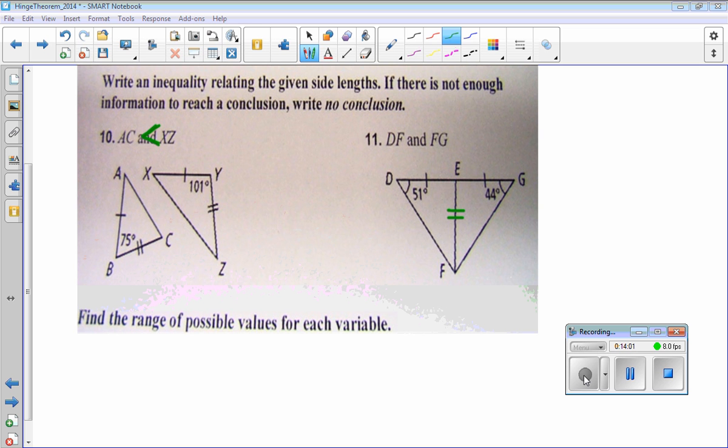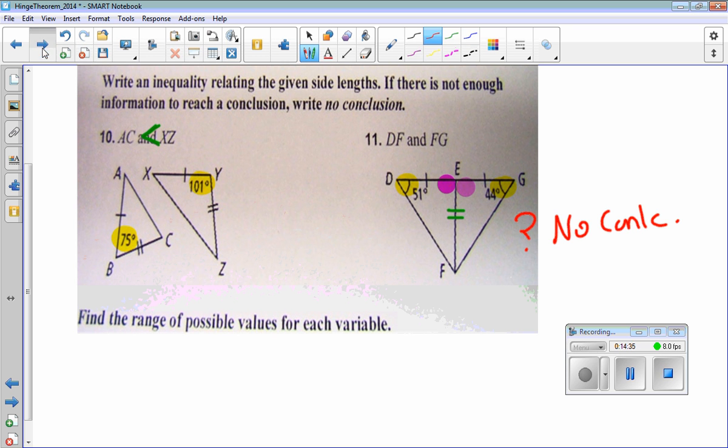Morgan's right. Notice over here, the angle they were talking about is the included angle between the congruent sides. You see that? Over here, where is this angle? It's not in between. The included angle would be here and here, wouldn't it? So we have to be careful. Don't just assume, and you've got to check to make sure that we're looking at the hinge theorem first. Okay? Good. So this one is no conclusion. We don't know. All right?